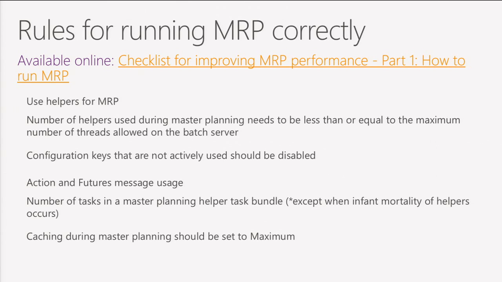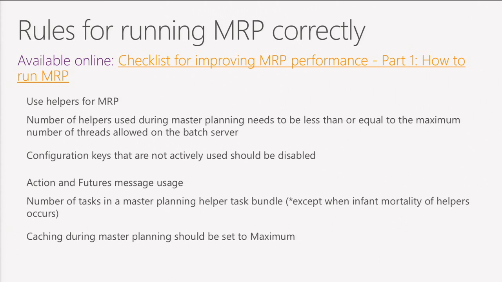The next rule is about the number of tasks in an MRP helper bundle. It's not really a rule, because I will get back to this in the next slide. So let's move on. Last thing, very important, is that in the master planning parameters, there is a maximum cache setting, and we recommend that it should always be set to maximum. We're actually planning to remove this setting in future versions of Dynamics AX.